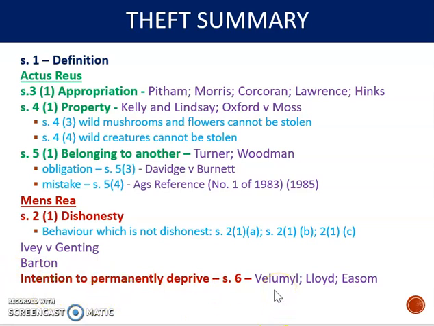Velumyl, very important case, which means that you basically can't borrow money from your safe at work and return different notes on the Monday. Lloyd telling us that borrowing can actually become a theft if the value, virtue and goodness is taken from the item. So if I borrow my sister's top and it gets covered in red wine and it's ruined and I give it back to her, although I'm going to argue, well, I just borrowed it, you've got it back now, I've stolen, if you like, all of the value from it because she can no longer use it. So a borrowing can become a theft. And Easom telling us that conditional intent is not enough for a theft.